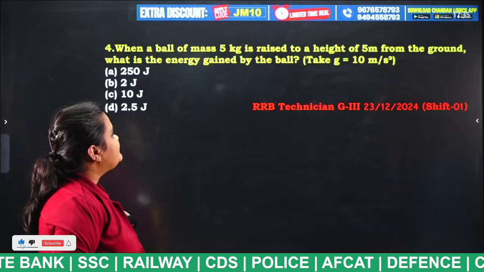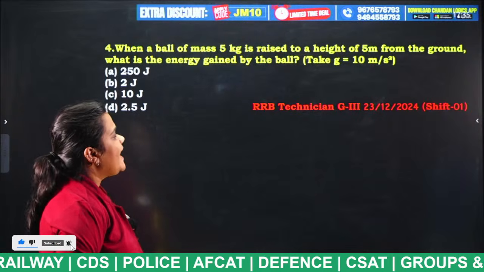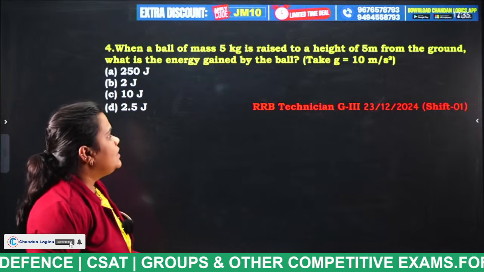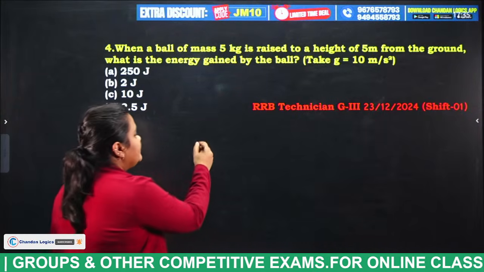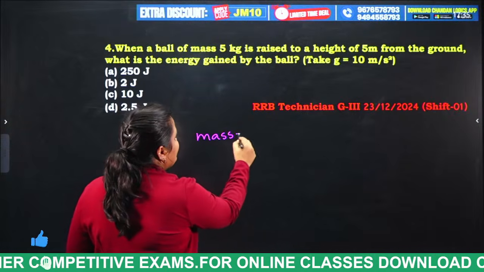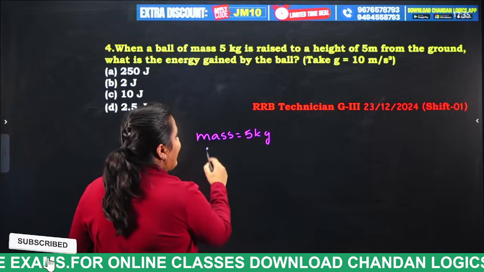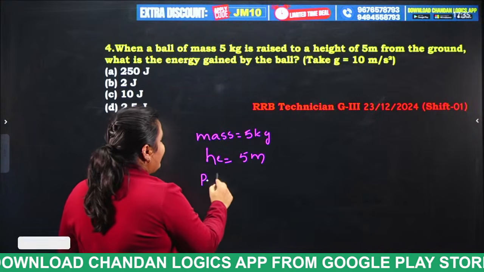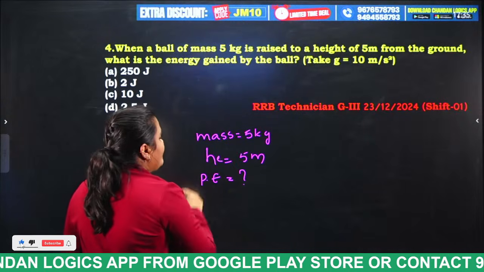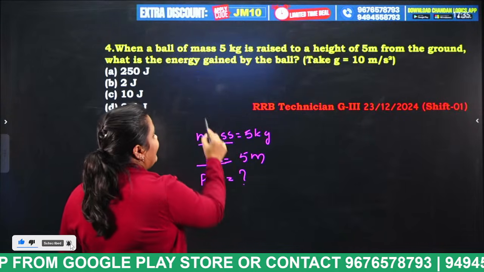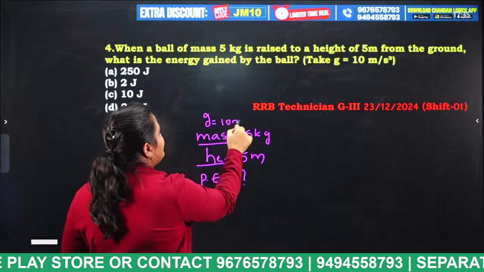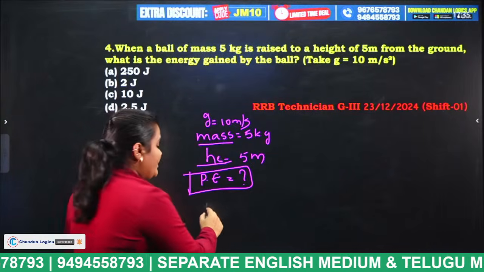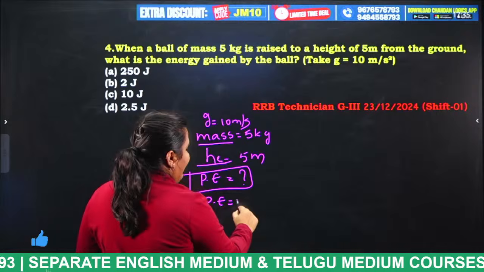When a ball of mass 5 kg is raised to a height of 5 meters from the ground, what is the energy gained by the ball? They have given the mass, 5 kg, and the height, 5 meters, and they are asking you to find what energy it is. When the mass, the height and the acceleration due to gravity are given, what energy is it, students? It is potential energy. Potential energy is nothing but mgh.